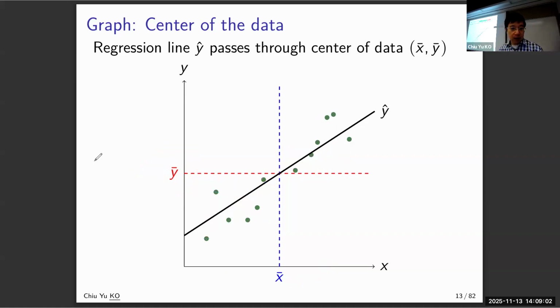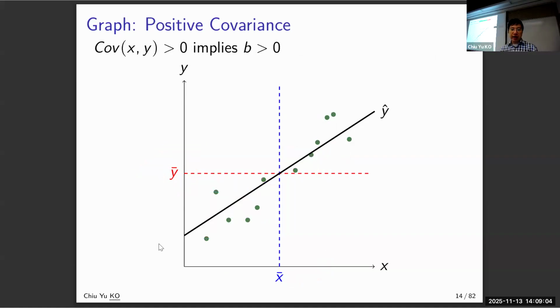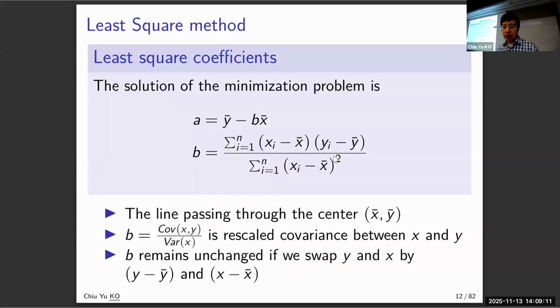Okay. Now, you will not be surprised to see the idea here. The denominator is always positive because it is a sum of squares, and squares are also positive. So the numerator can be positive or negative, depending on the covariance. If covariance is positive, b is positive. If covariance is negative, b is negative.